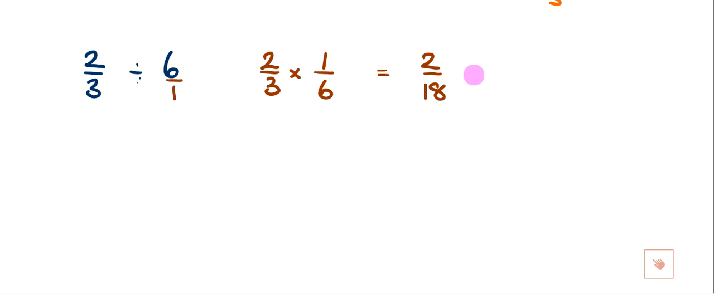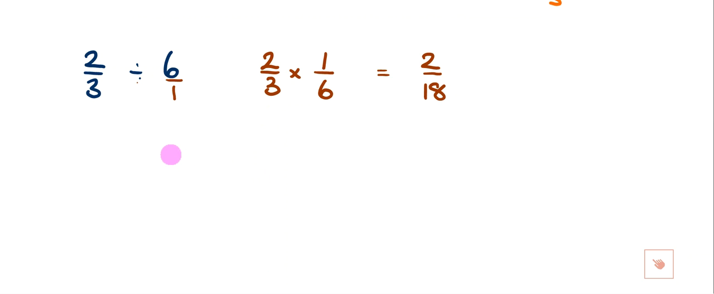You flip the 6 and the 1, and then you did times. Okay. But do you notice how, if I divide, it's just like multiplying the denominator, isn't it? That's what I've done. And that's because we multiply by the reciprocal. Maybe you haven't spotted that.